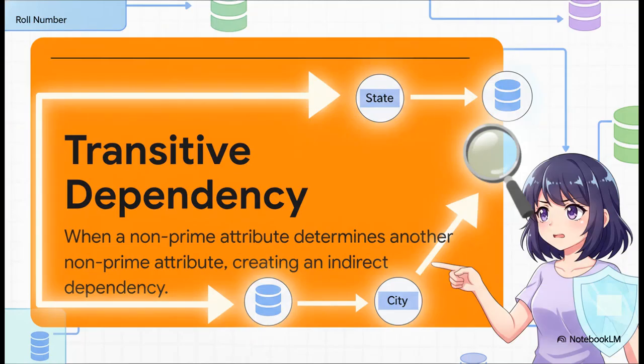Our next building code, third normal form, deals with something a little more sneaky. It's called a transitive dependency. This is what happens when an attribute that isn't a key, we call it a non-prime attribute, depends on another non-prime attribute. So in this example, the city depends on the state, but the state depends on the roll number. That means roll number indirectly decides the city. We really want to get rid of these chain reaction dependencies because they cause all sorts of problems when you try to update, add, or delete stuff.